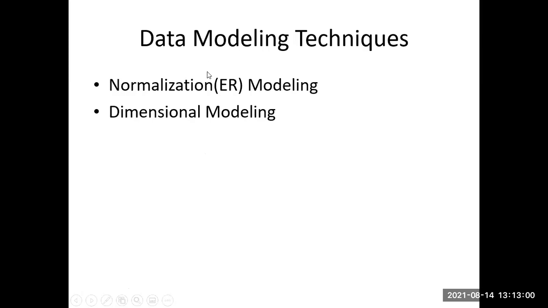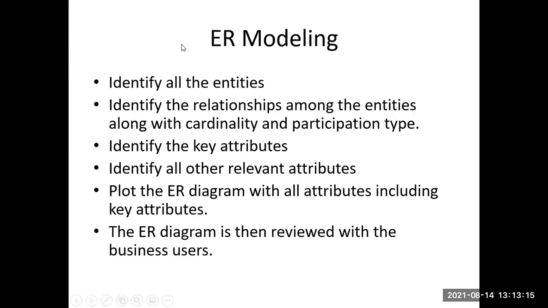Then after that we completed the data modeling techniques, that is normalization, or we can call it entity relationship modeling. Next was dimension modeling, which I had started in the last class. So let me just give a glance at normalization, or ER modeling. Normalization, you can call it ER modeling, which stands for entity relationship modeling. And while we are performing entity relationship modeling, what are the steps we follow to create the database?